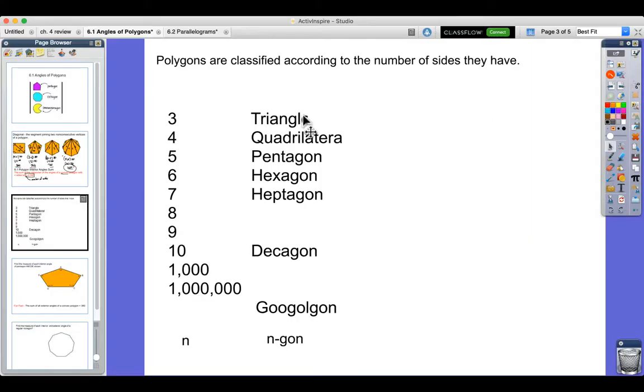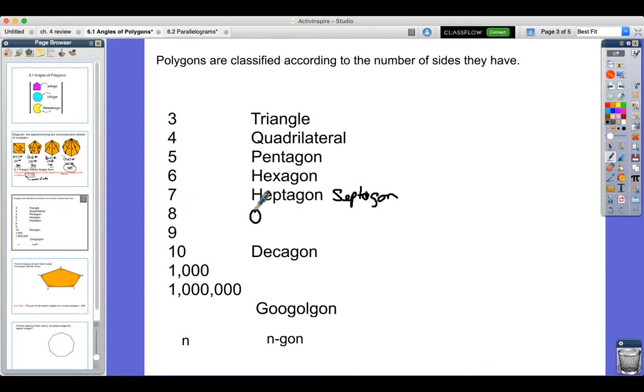As we've gone through this, these polygons are classified by certain names. A 3-sided figure is a triangle. A 4-sided figure is a quadrilateral. We may want to call it a rectangle or square, and those are specific kinds of quadrilaterals, but quadrilateral is just a name for any 4-sided polygon. Pentagon, hexagon, heptagon, also known as septagon. Heptagon, I think, is the Greek name. I think septagon is a Roman name, or vice versa.